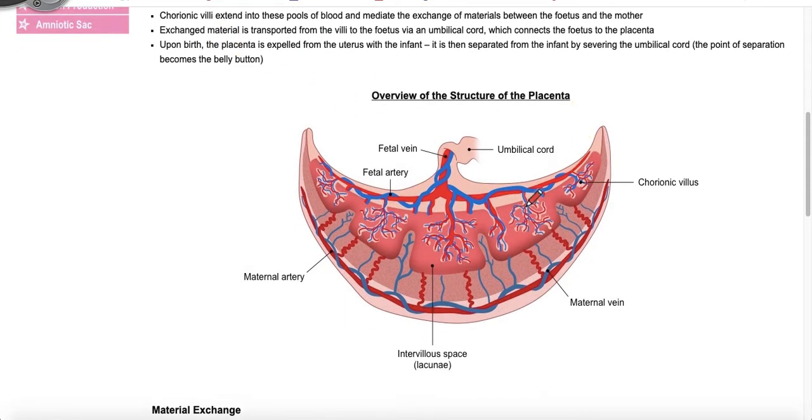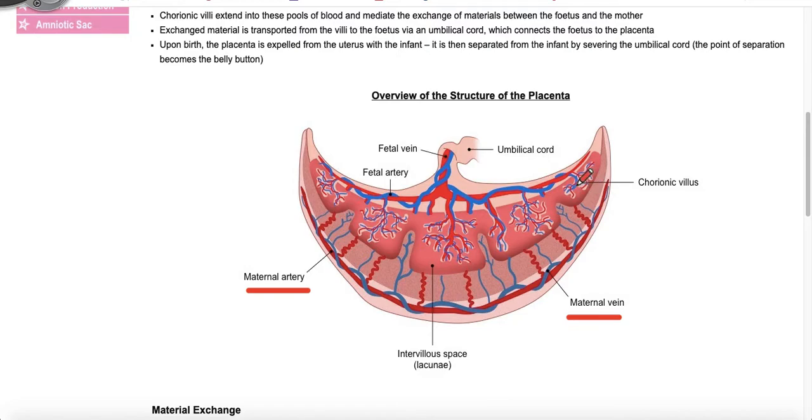If we look at this, we see the maternal arteries and the maternal veins here, which of course is what connects to the mother. And then we see these arteries and veins kind of pool into this area here, and form these capillaries into this area called the intervillous space, or the lacuna. And here, these little villi that surround this area are called the chorionic villus.